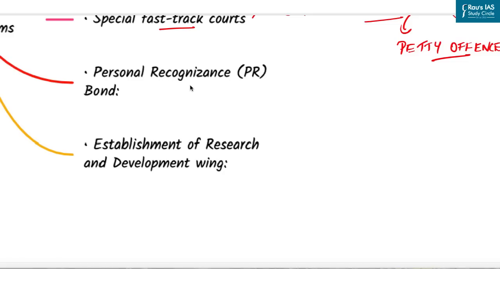Next is personal recognizance bond. This bond was recommended by the same Justice Amitava Roy Committee, and it advocated for the release of accused on a PR bond, that is, if they are charged with minor offences and granted bail but are unable to secure security.